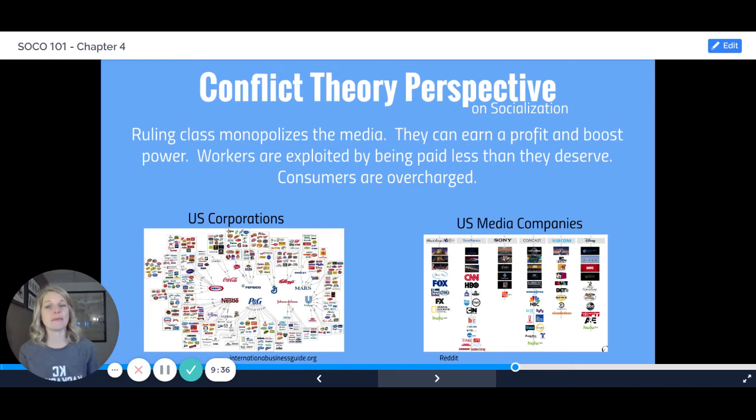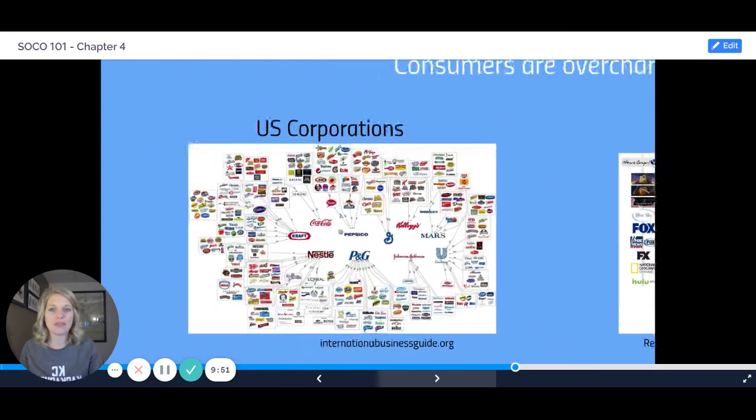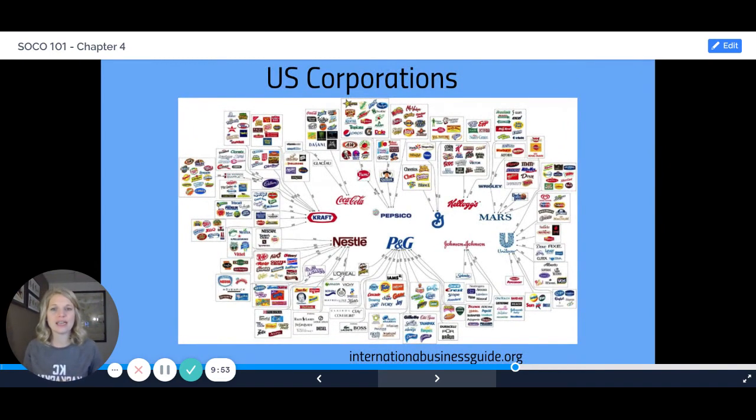And workers, think about those who are at the bottom of these big companies, they're exploited because they're being paid less than they really deserve. They're making money for the people who are at the top, and consumers are overcharged. So we're not going to spend a lot of time on this, but if you're interested, there's a lot of information in the book.